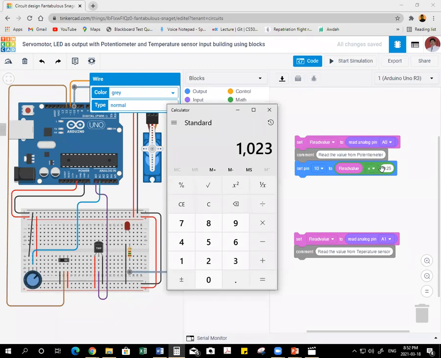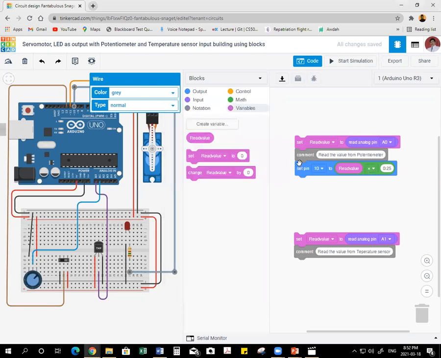For that, I am using a scaling factor of 0.25. Now you multiply this 1023 with 0.25. How much? It is 255. So when the potentiometer is at its maximum range, it will give the maximum brightness of the LED. That is my explanation.